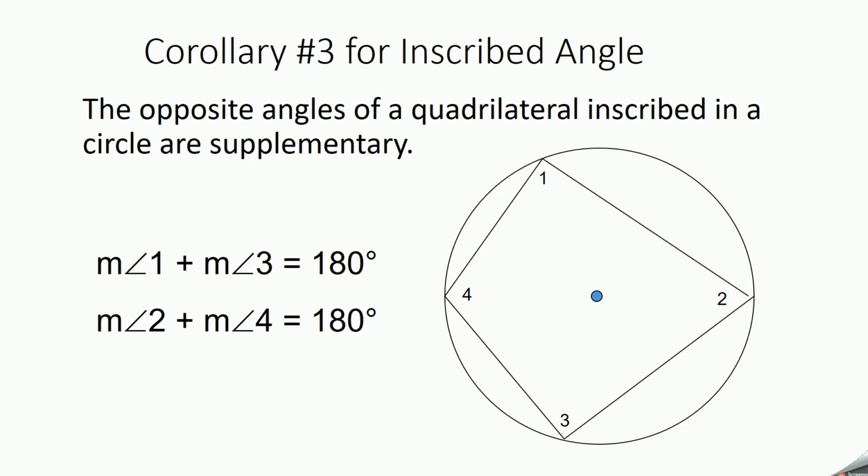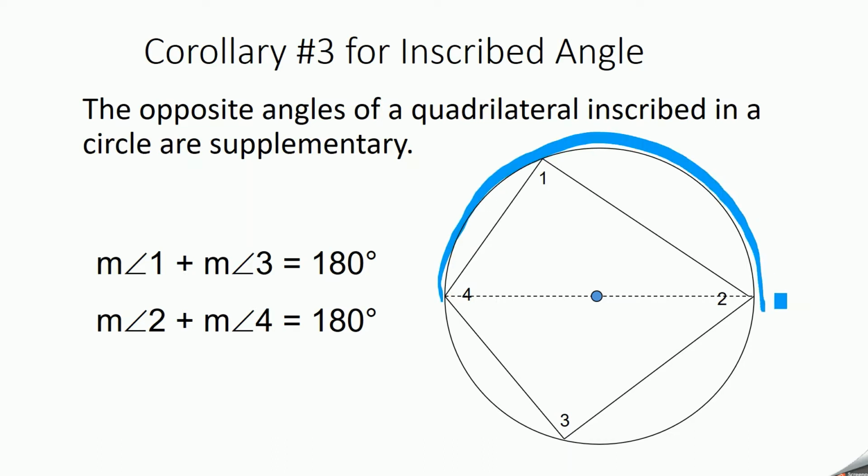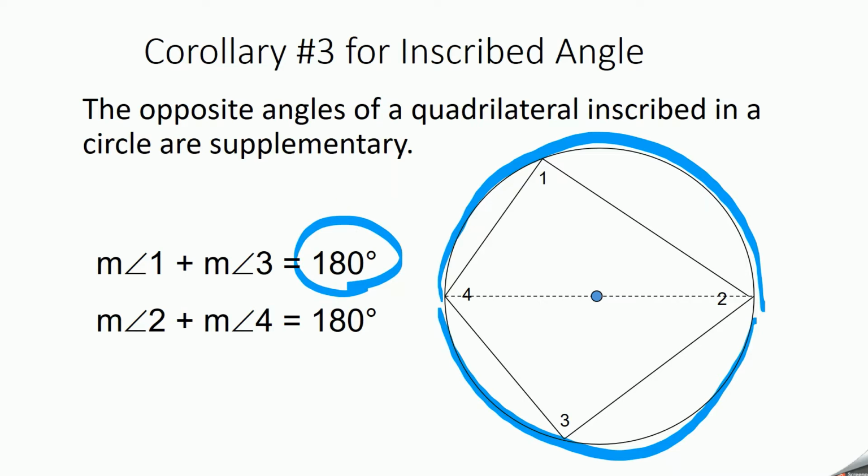Now this makes sense because if I drew in a diameter, angle 3 creates the arc seen above, angle 1 creates the arc seen below. Together, those two arcs create the entire circle. The entire circle is 360 degrees, and inscribed angles are always half. So half of 360 would be the 180 degrees circled below.